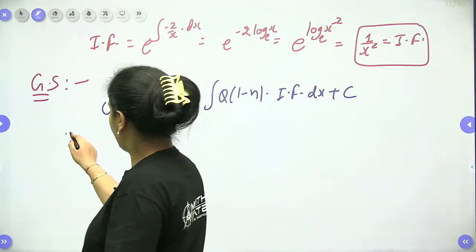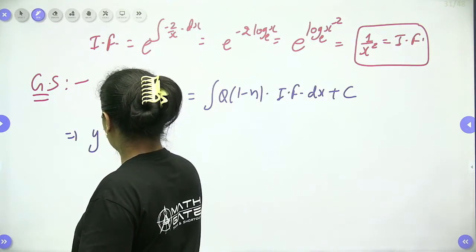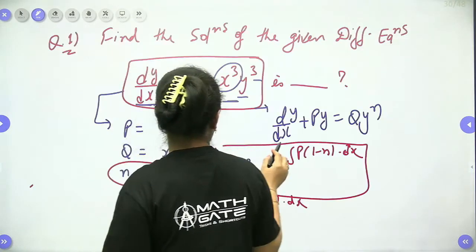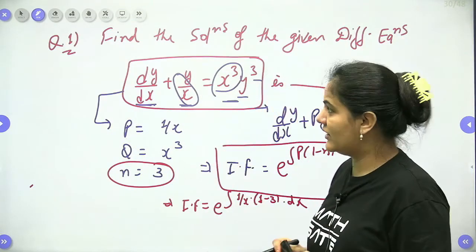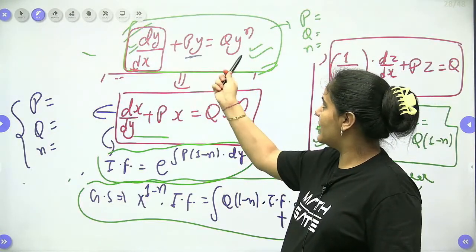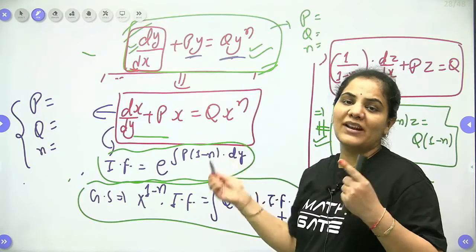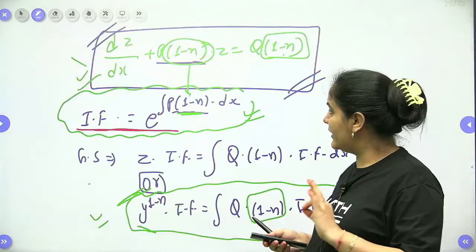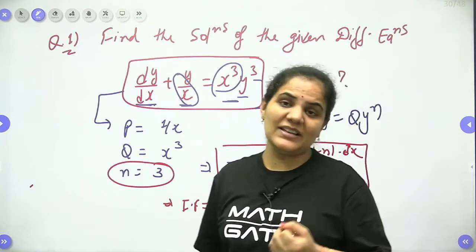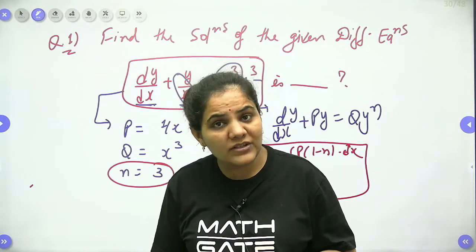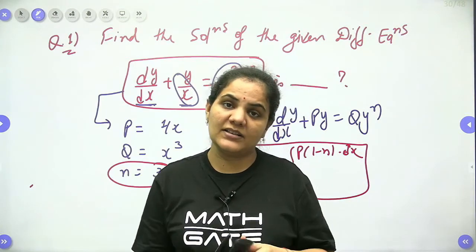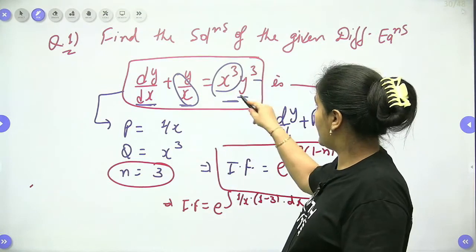So let's write down here y to the power 1 minus 3. The integrating factor is 1 by x square. The value of q is x cube only. Just remember one thing: in general we have the equation dy by dx plus py is equal to q into y to the power n, so your q will be only and only x cube. Because whenever we approach with the linear form, p and q should be functions of x only in the differential equation in the form of dy by dx. So that's why we will not include y to the power 3.